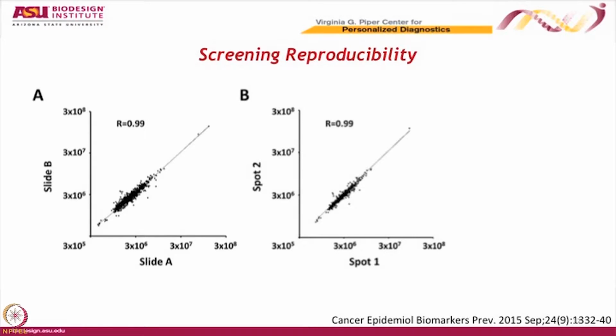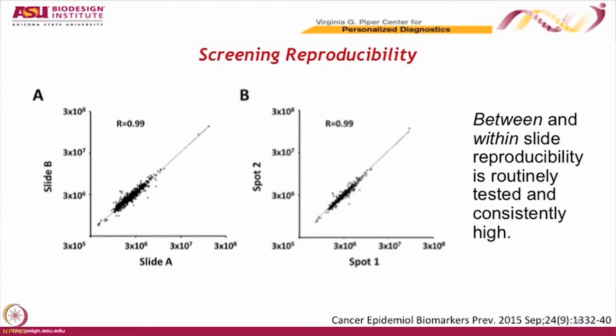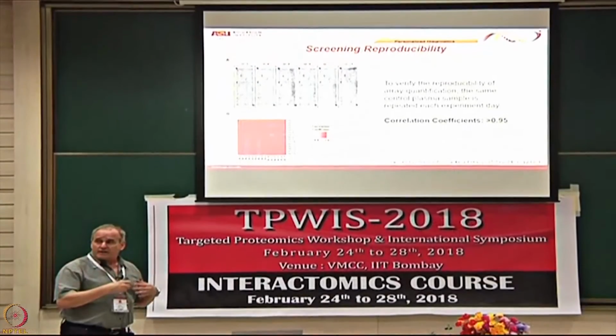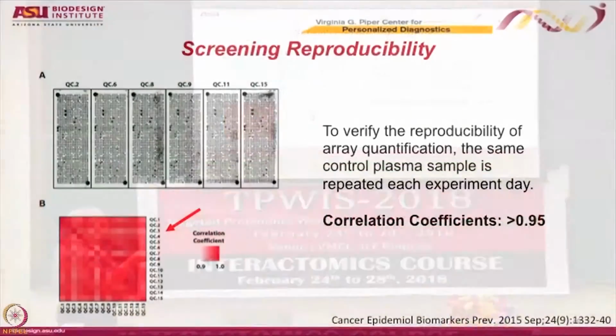So we have good signal intensity within the slide, and we have good correlation from slide to slide. Okay, let's look at it for the entire experiment, and that's what's shown here. What we did was, I told you we took that control sample and we ran it every day we did our experiment. And then here's that same array on different days using that same sample. And then you can plot every day versus every other day using a heat map like this.